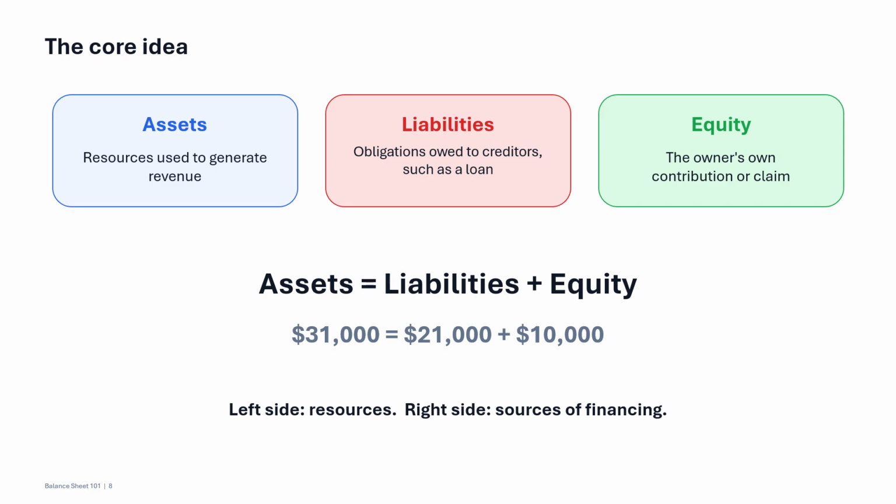So the big idea is this: assets are resources used to generate revenue. Liabilities are obligations to creditors such as loans. Equity is the owner's contribution or claim. The balance sheet equation is always assets equal liabilities plus equity. This simple equation is not just an accounting rule. It's a way to understand how a business is financed.